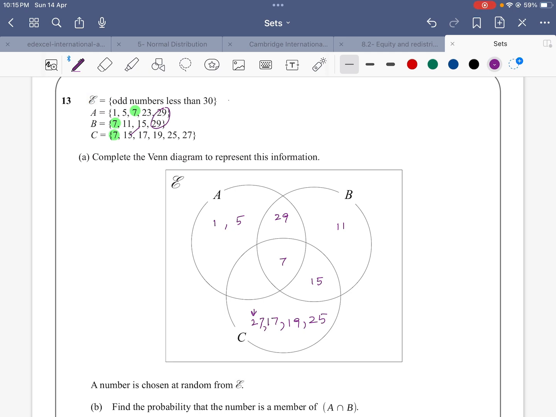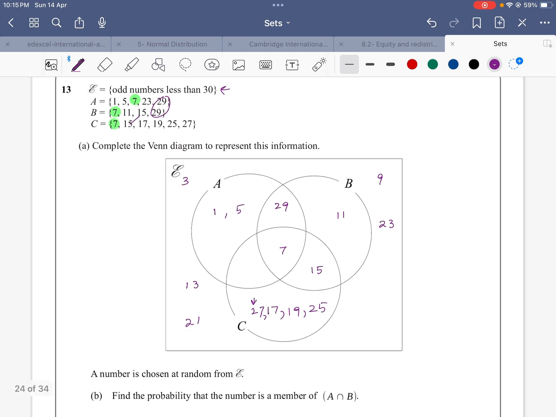Yes, because the universal set is odd numbers less than 30. We have 1, we don't have 3 in any of the sets, so it goes outside. We don't have 9, then we don't have 13, we don't have 21, we don't have 23. All the other numbers are there, right? It's the odd numbers less than 30. This is how you will complete the Venn diagram.